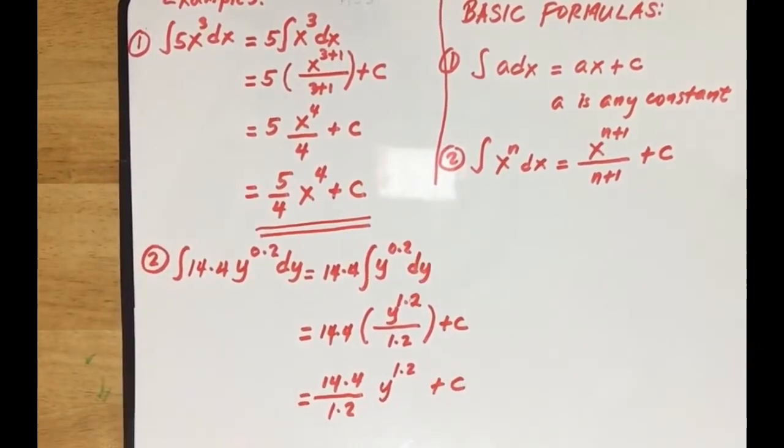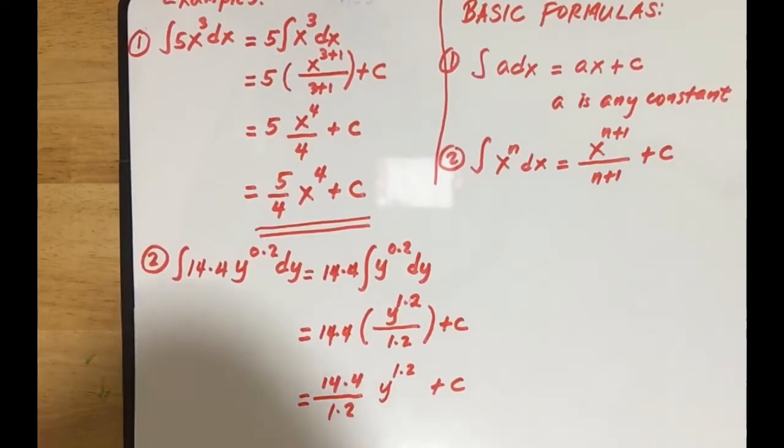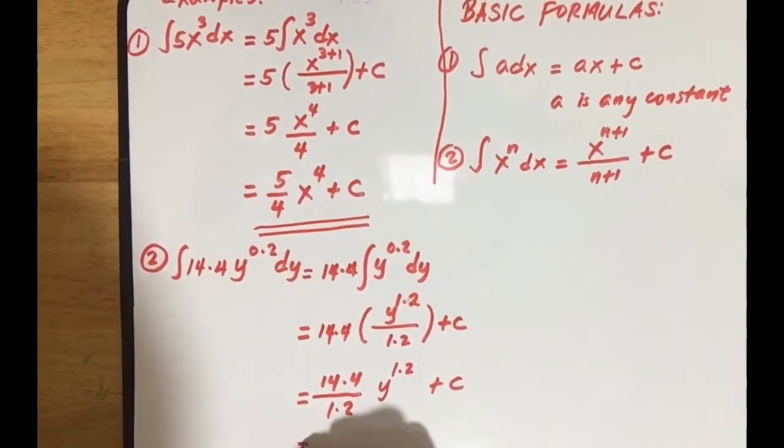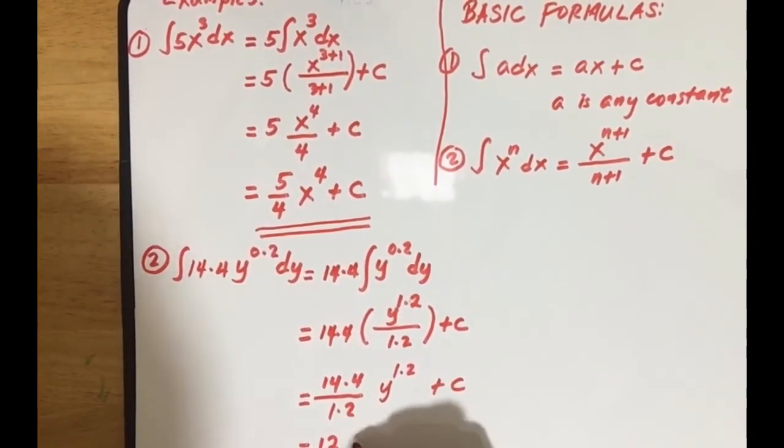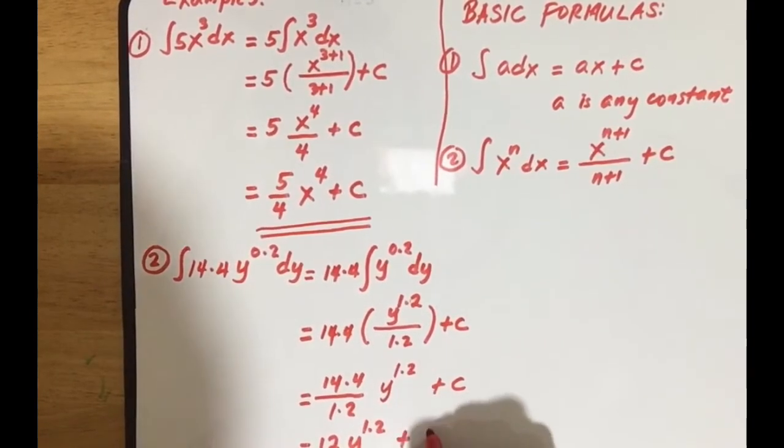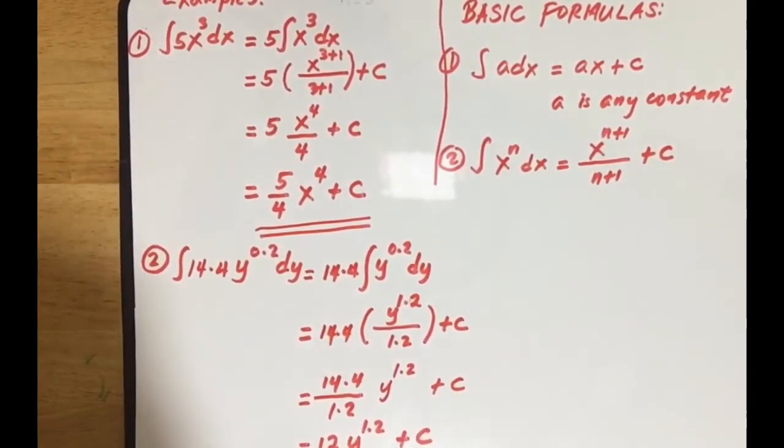So what is 14.4 divided by 1.2? Try to verify, class. I think this is 12. So this is 12 y to the power 1.2, then plus c.